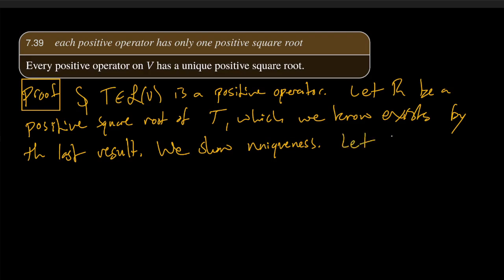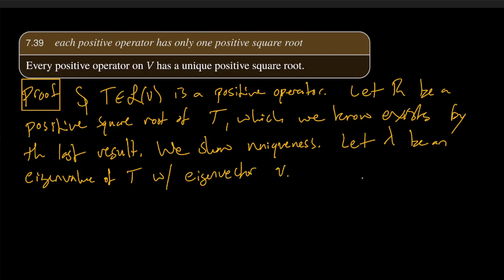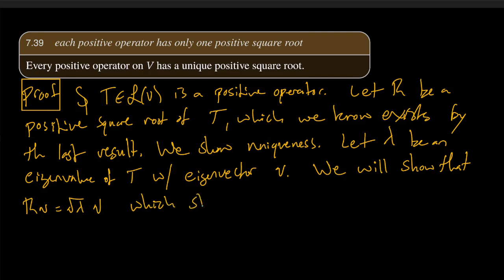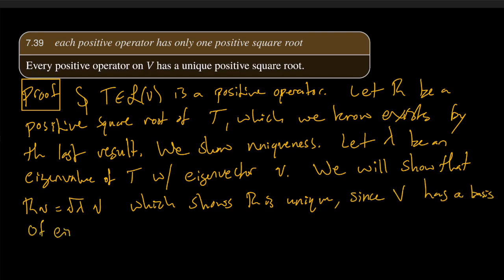So, let lambda be an eigenvalue of T with eigenvector V. Okay, we will show that RV is equal to the square root of lambda times V, which shows R is unique since V has a basis of eigenvectors of T. This is by the spectral theorem, by the way.